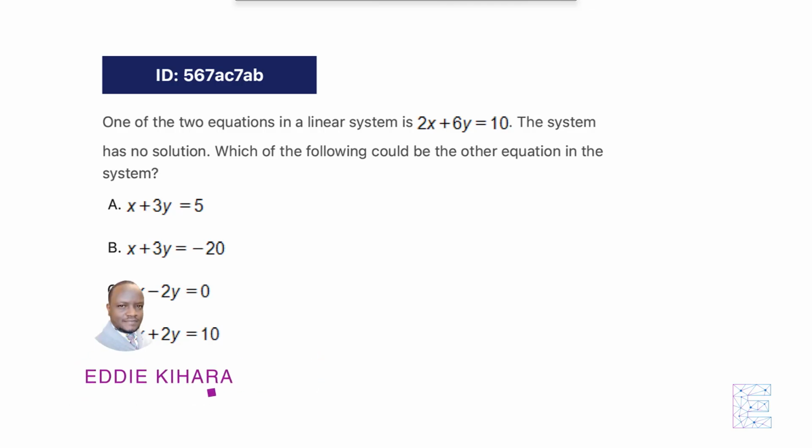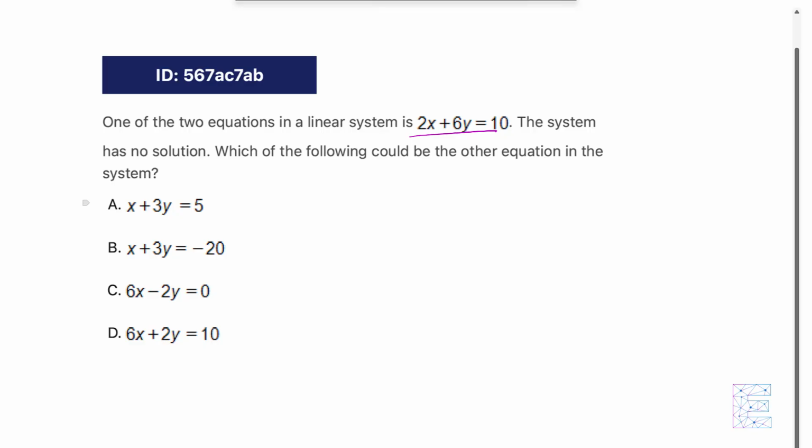One of the two equations in a linear system is 2x plus 6y equals 10. The system has no solution. Which of the following could be the other equation in that system? So a system of linear equations with no solution means that those lines are parallel.